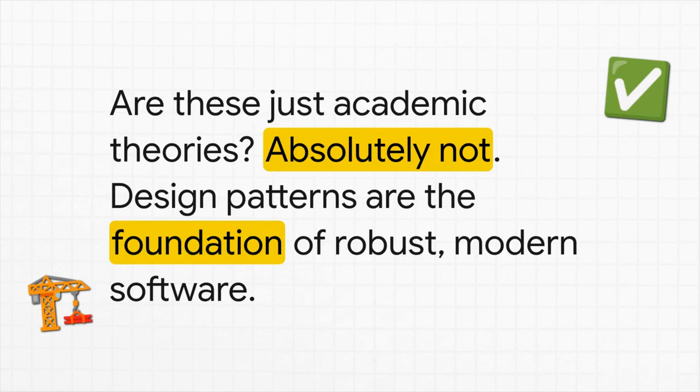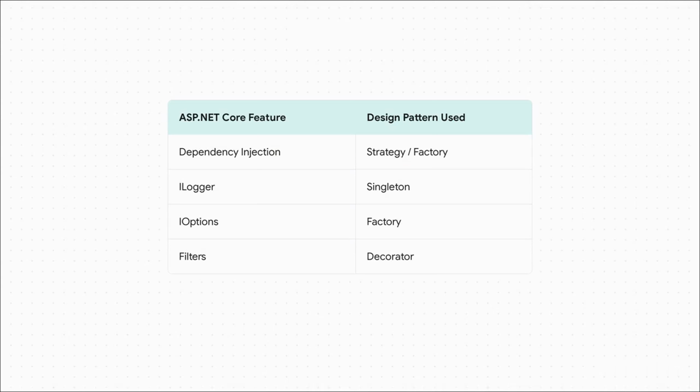So at this point, you might be thinking, okay, this is neat, but is this just academic stuff for textbooks, or do people actually use this in the real world? And the answer is a huge, resounding yes. It's literally everywhere. Just look under the hood of any major modern framework. Take ASP.NET Core, for example. That whole powerful dependency injection system, it's built on patterns like strategy and factory. The logging service you use all the time, that's the Singleton pattern. The filters, that's the Decorator pattern. This stuff isn't academic. It's the very foundation that robust professional software is built on.